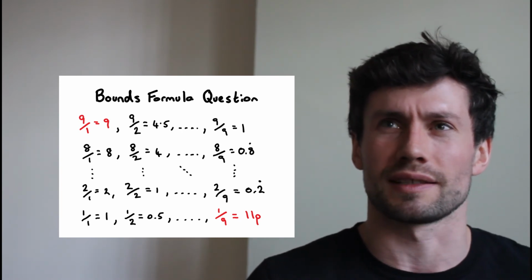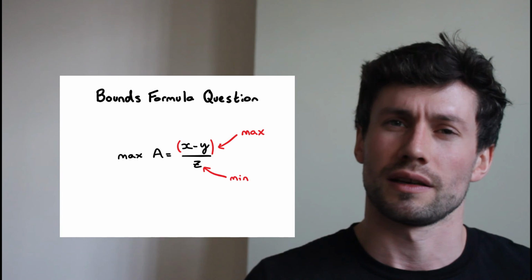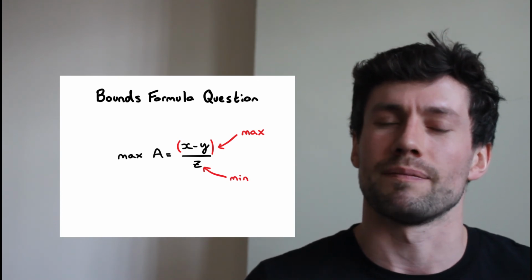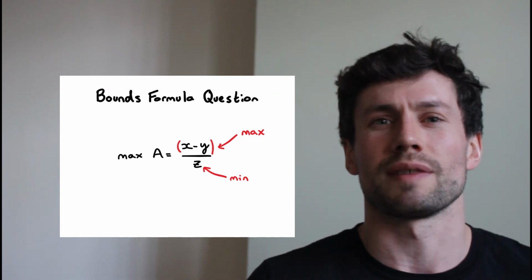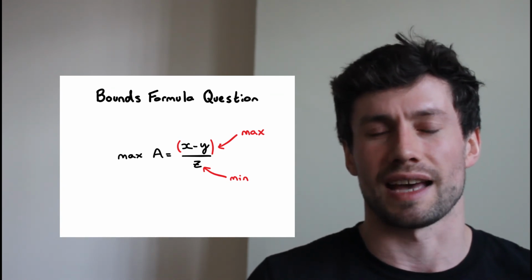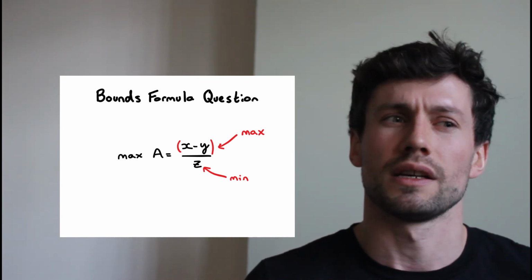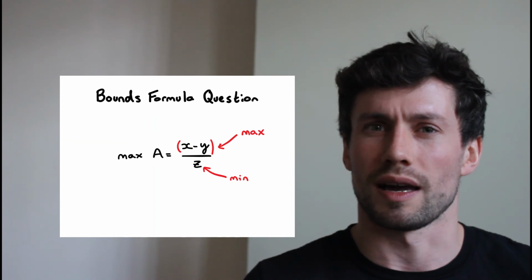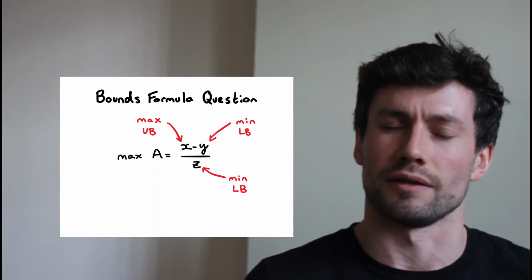What this demonstrates is, when we want to maximise a fraction, we maximise the top line and minimise the bottom line. The smaller the thing you're dividing by, the bigger the answer. So in this question, we want to maximise x minus y, and we want to minimise z. Well, how do we maximise x minus y? Well, that's a bit easier. We maximise x minus y by getting the biggest possible value of x and the smallest possible value of y.